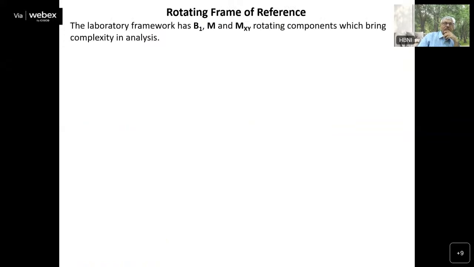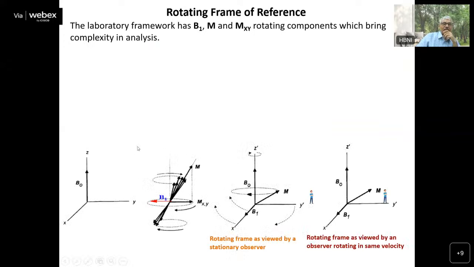So we saw that this is the laboratory frame. M is processing under the applied field, the XY component is also processing, and B1 is also processing. So there are several components which are rotating, and this brings complexity to the analysis of the system.